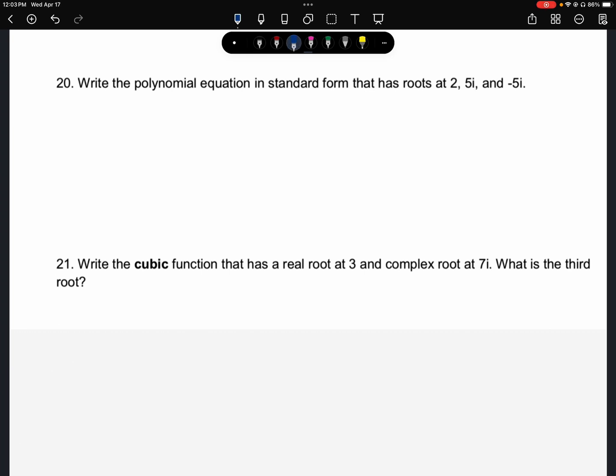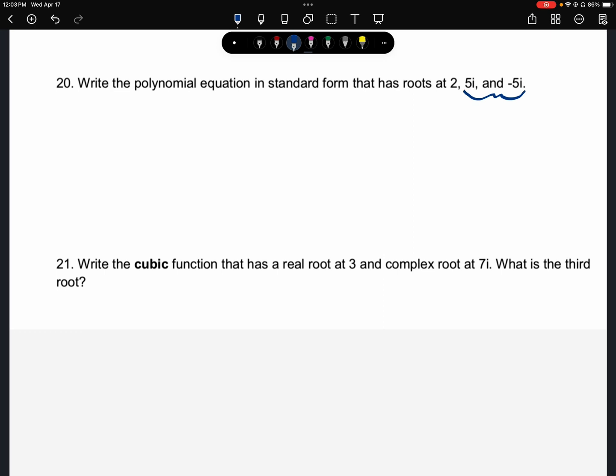So the best way to approach this here, you can turn them into factors, or you can do 2 of them together, which I would do the 5i and the negative 5i. Treat those roots first, and then deal with the 2 afterward. But you can't do sums and products with 3 things here and add them all together and make it work. You can do it with 2 of them, but you can't do it with 3.